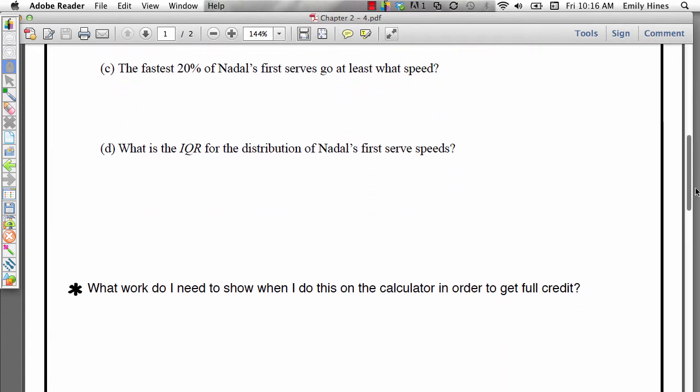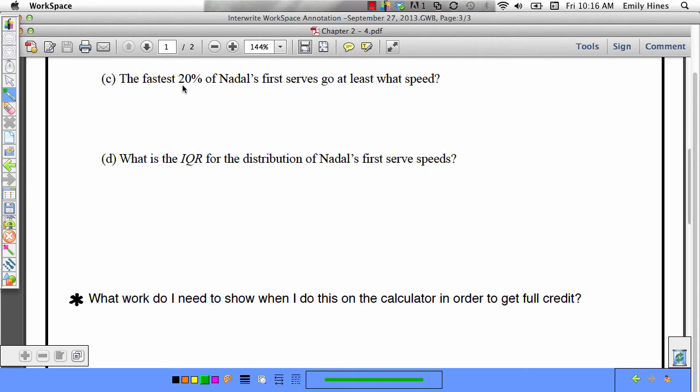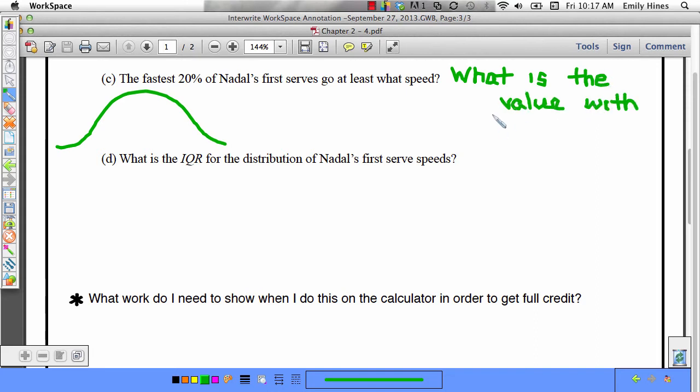And now it's asking for a couple of different questions that take a couple of different things. One wants to know the fastest 20% of Nadal's first serves go at least what speed. Hopefully we already know this from the answers we just did earlier from the very first one, but let's talk about how we would do this. I would say, what is the value with 80% of the distribution to its left? Because if I'm looking for the fastest 20%, that's this. It's easier for me to look up things that are going this way.